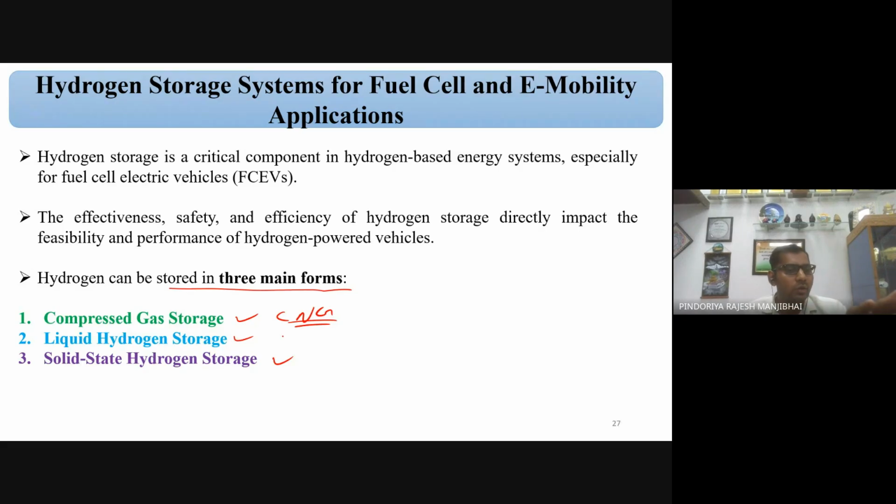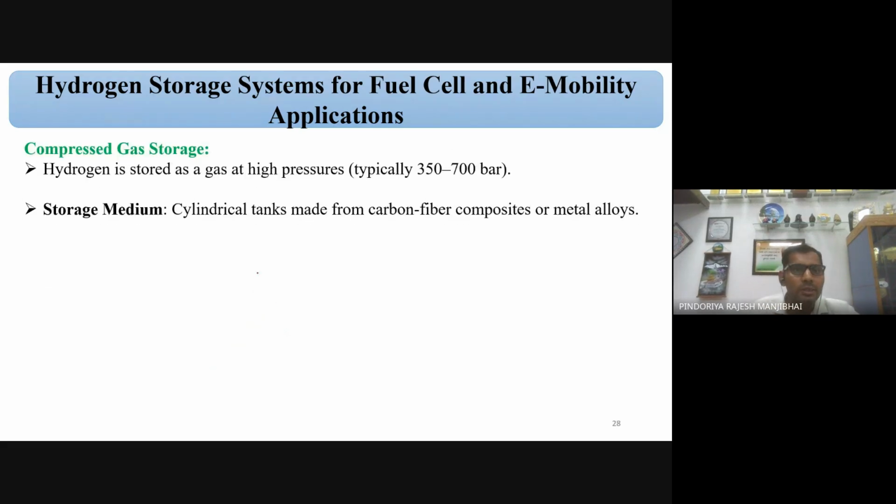Second one is liquid hydrogen storage, and third one is solid state hydrogen. Every medium has some advantages and some disadvantages. Compressed gas storage: hydrogen is stored as a gas at high pressure. Typically the pressure is very high, 350 to 700 bar. It is a very high pressure.